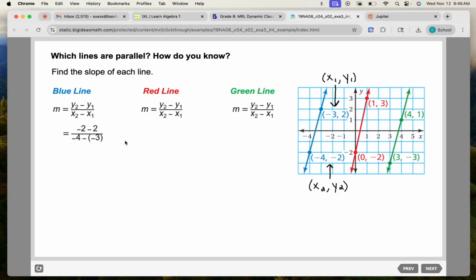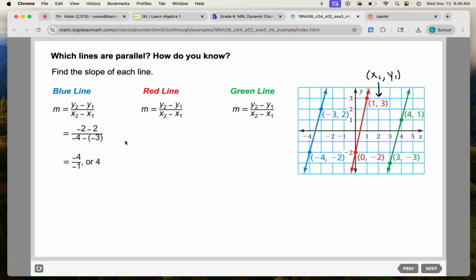We have a few minutes. All right, what's -2 minus 2? -4. And -4 minus a -3? Because that becomes -4 plus 3, so -1. If I have a negative divided by a negative, what do I have? Positive 4, because 4 over 1 is just 4. So the slope of the blue line is 4.